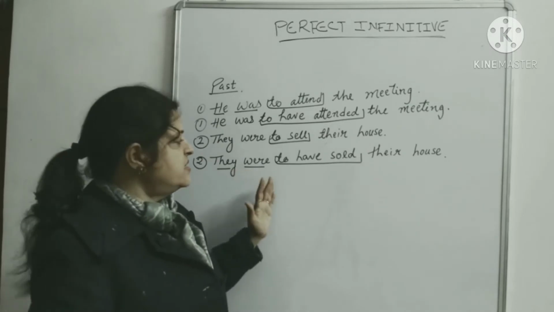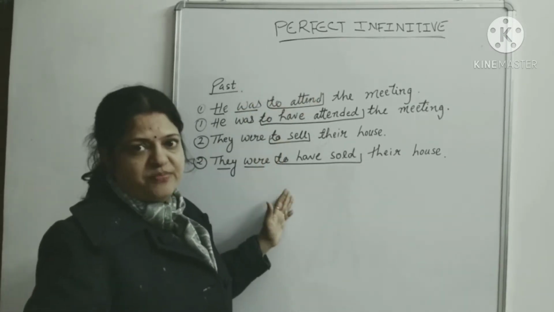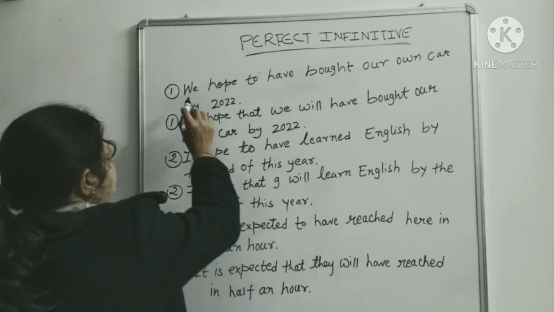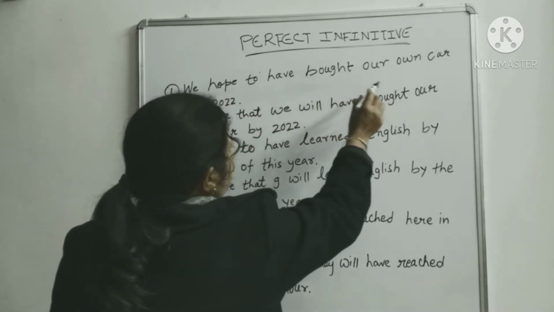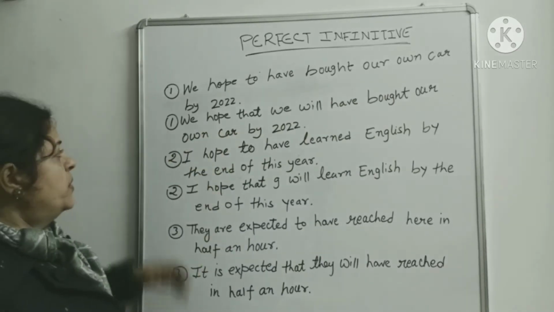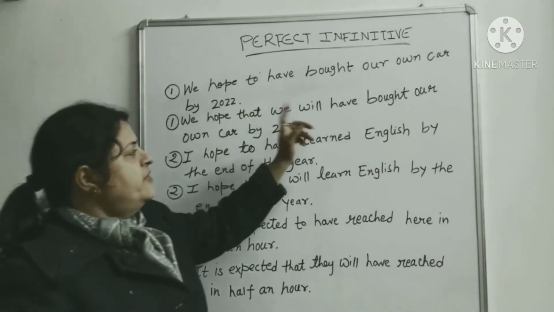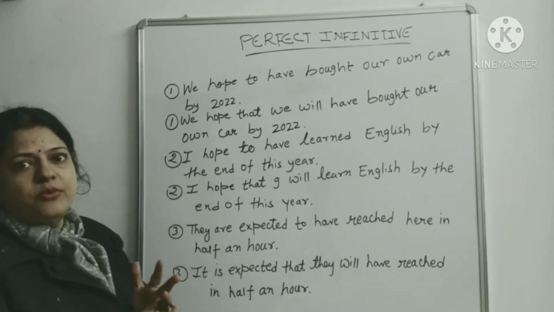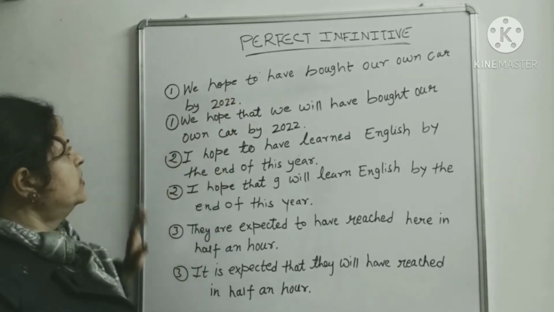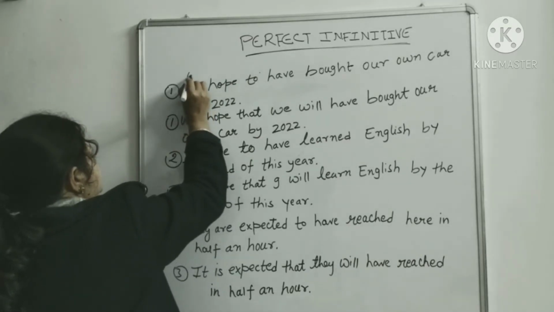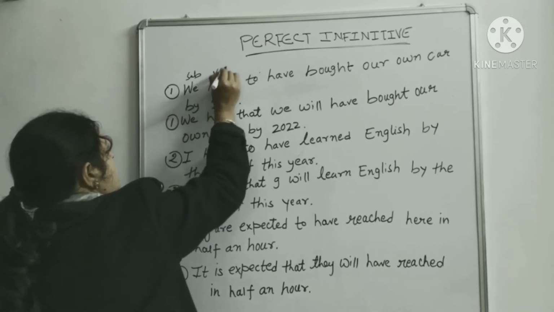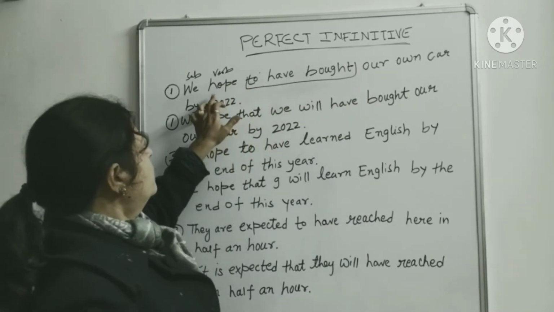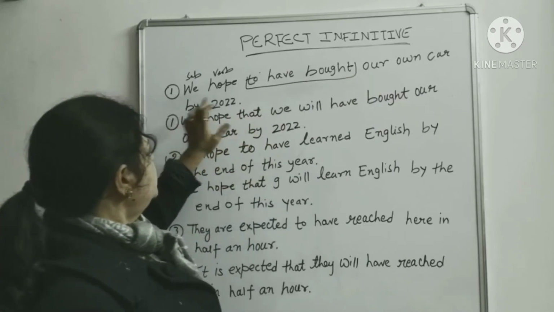अच्छा, अब देखते हैं कि किस तरह से जो है ये परफेक्ट इन्फिनेटिव फ्यूचर में वर्क करता है. I've written these 3 sentences. Okay, so let's see how. We hope to have bought our own car by 2022. Okay, and the second sentence, we hope that we will have bought our own car by 2022. So let me tell you the differences. मैं थोड़ा सा आपको बता दूं. We hope to have bought. So यहाँ पे हम देखते हैं we is the subject, then comes hope, the verb. We hope to have bought. This is perfect infinitive.